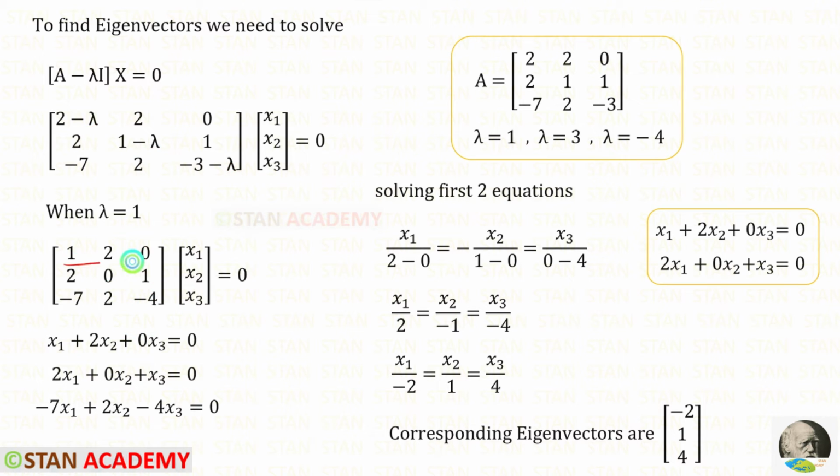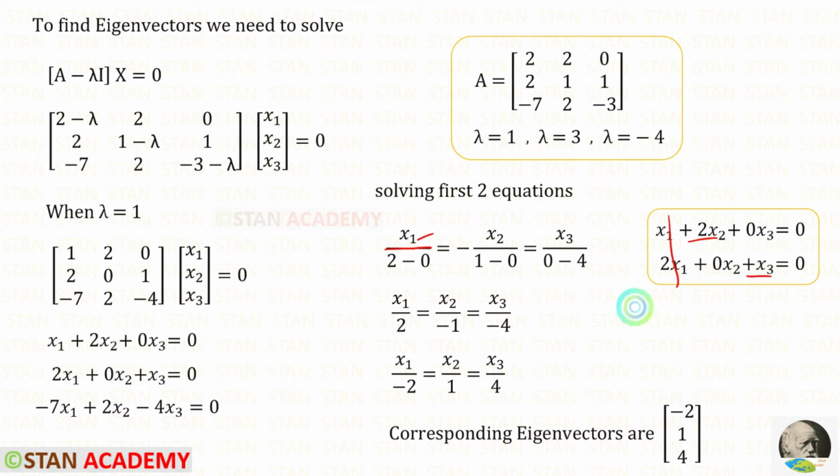We need to multiply this row with the column, we will get this. Then with this row and column, we will get this. And finally this row with this column so that we will get this. Let us take the first two equations and then solve. X1 upon, we need to cut the coordinates with the x1.